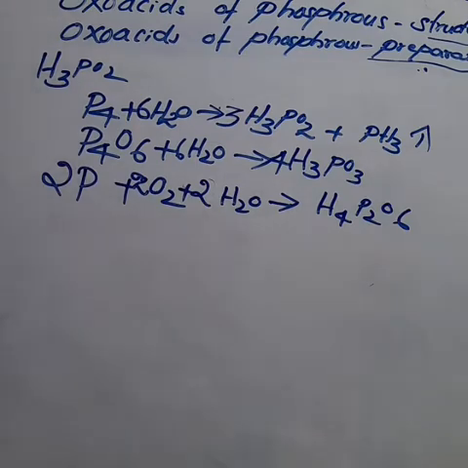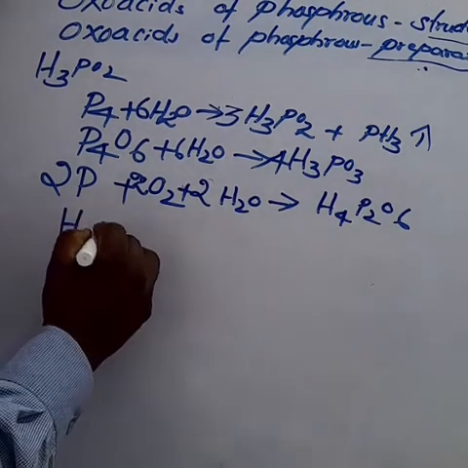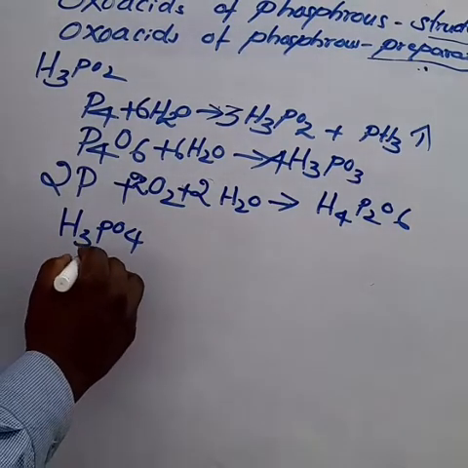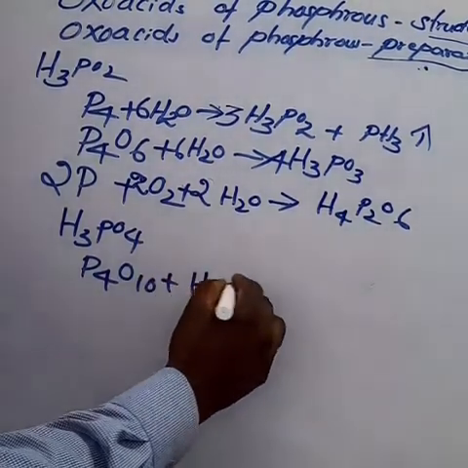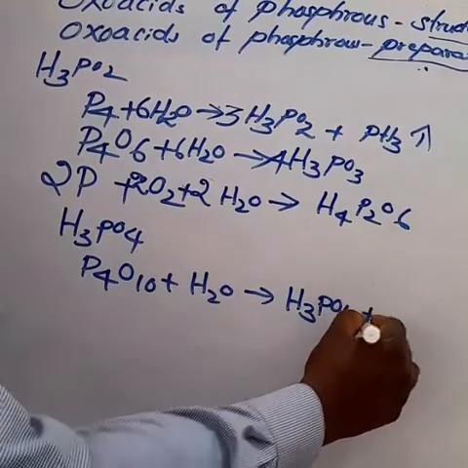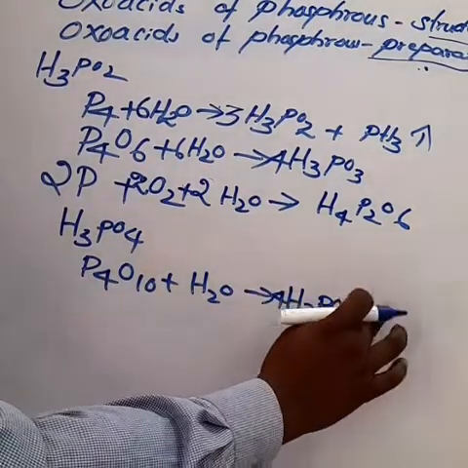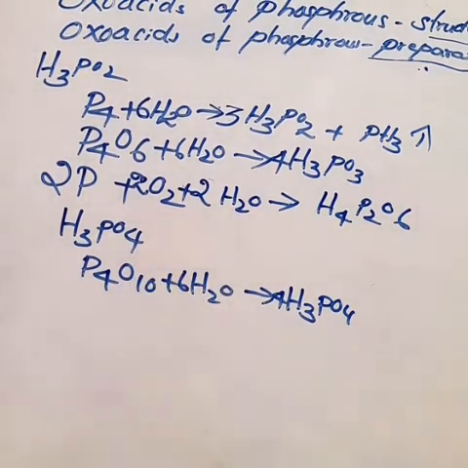Next, H3PO4. How can you prepare it? We already learned that one. P4O10 reacts with water, and we get H3PO4. How many phosphorus atoms are there? 4, so make it 4 on the product side. What about the hydrogen? 12, so make it 6 into 2 is equal to 12. The equation is balanced.